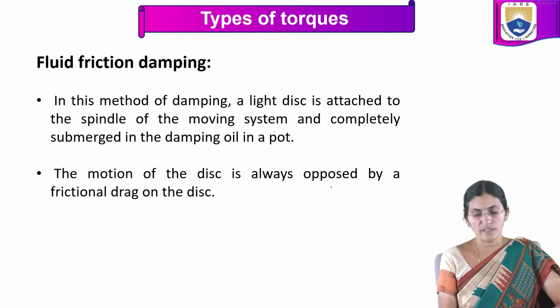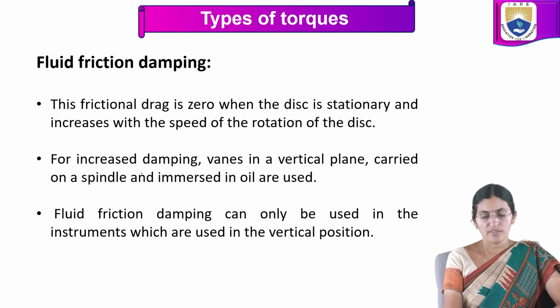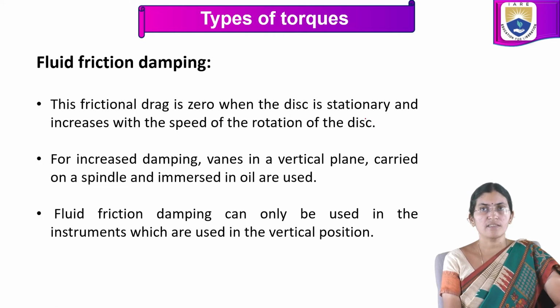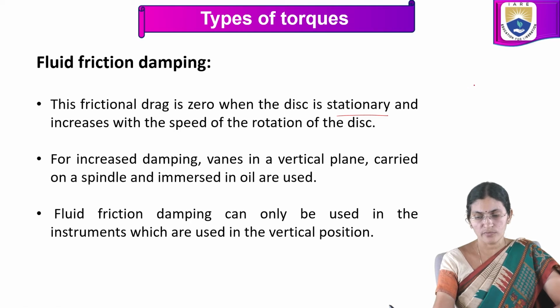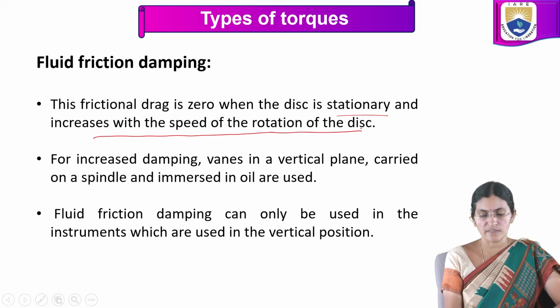Motion of the disc is always opposed by frictional drag on the disc. This frictional drag is zero when the disc is stationary, which is what is expected in the absence of deflecting torque, since we do not want the damping torque to act. So there is no frictional drag, and the damping torque is zero when the disc is stationary. The frictional drag increases with the speed of rotation of the disc. For increased damping, vanes in a vertical plane, which are carried on a spindle and immersed in oil, are used.